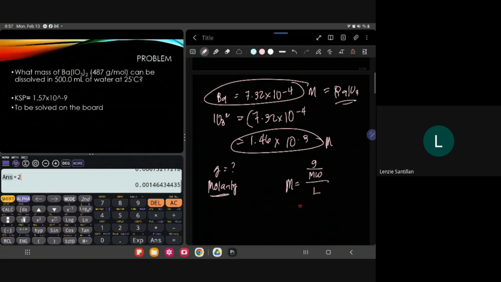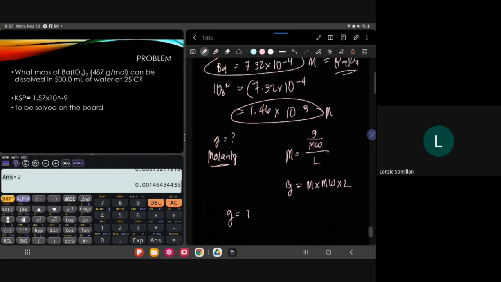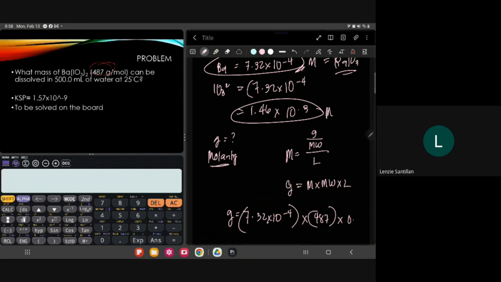So if you're going to manipulate this to the value of your grams, ang mangyari dyan is molarity times molecular weight times liter. So, dahil may value na tayo ng molarity, gram is equal to 7.32 times 10 raised to negative 4 times molecular weight natin. Ano yung molecular weight? 487 times yung ating liter, which should be in liter, ano? Kasi molarity is in liter. Kung napanood niyo yung video ko na isa, this one is 0.5 liter.